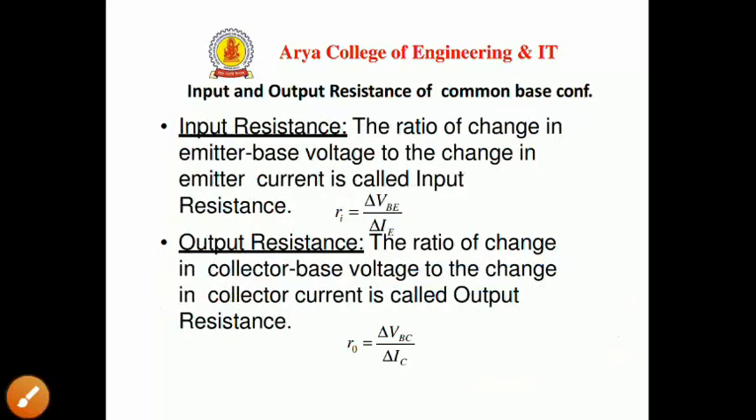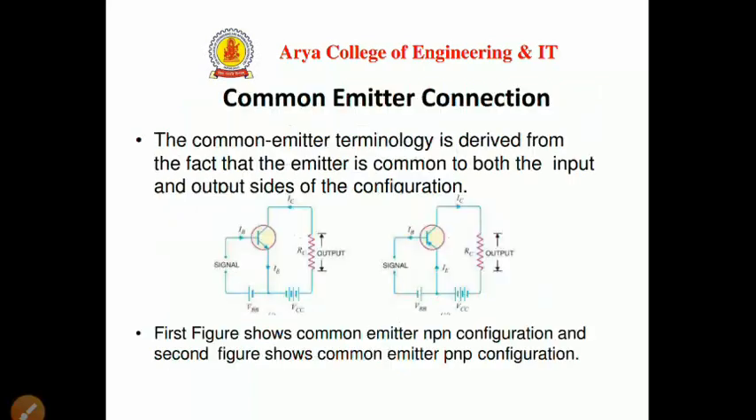We can calculate input resistance as del VBE upon del IE, that is the ratio of change in emitter base voltage to the change in emitter current. And the output resistance can be calculated as del VBC upon del IC, where del VBC is the output voltage, sorry, it is the collector base voltage, and IC is the collector current. Okay, so it is called output resistance.